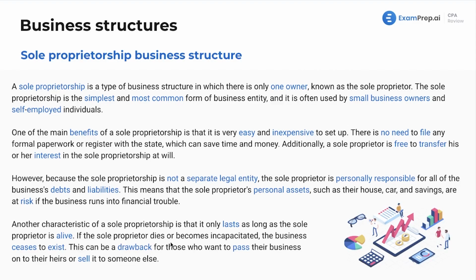Now, if the sole proprietor dies or becomes incapacitated, the business ceases to exist. This can be a drawback if you want to pass your business on to heirs or sell it to someone else, because businesses themselves have value, right? If I start a business from the ground up, if I create it and it's now a C Corp, that C Corp has value. So I can sell that business. I can pass that business on to someone else. However, if it's just a sole proprietorship, there's no legal entity that has value. Yes, the business activity I conduct has value, but I can't sell that business activity to someone else. I mean, broadly speaking, I technically could kind of do that. But if I just pass away, generally speaking, there's no business structure. But again, this is very generally speaking.